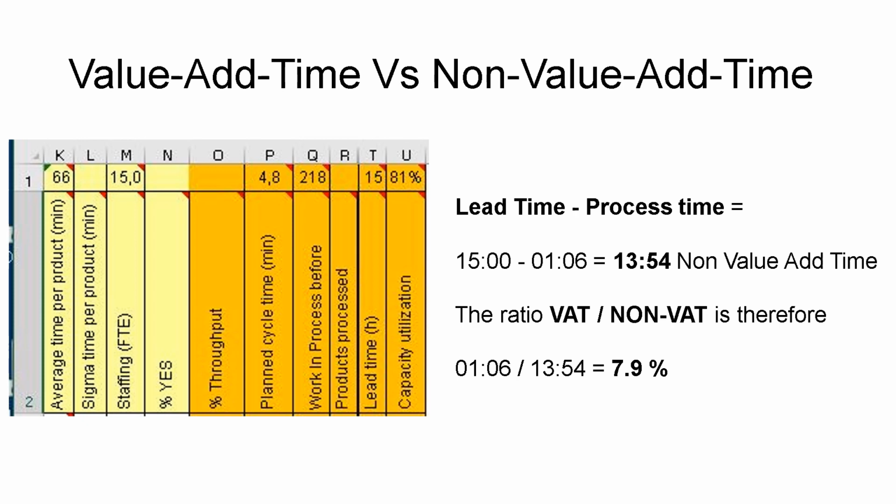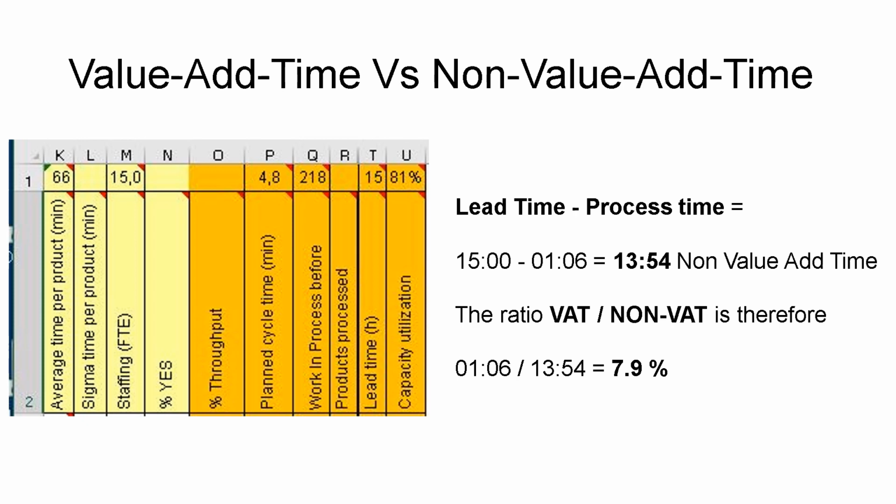Just now, the average lead time to repair a product is 15 hours, as shown in T1. Out of these hours, we are only adding value for 66 minutes, total process time, as shown in K1. The rest of the time is waiting time along the different workstations, which is non-value add. The difference, lead time minus process time, is equal to 15 hours minus 1 hour 6 minutes, equal to 13 hours 54 minutes. This is the non-value add time.